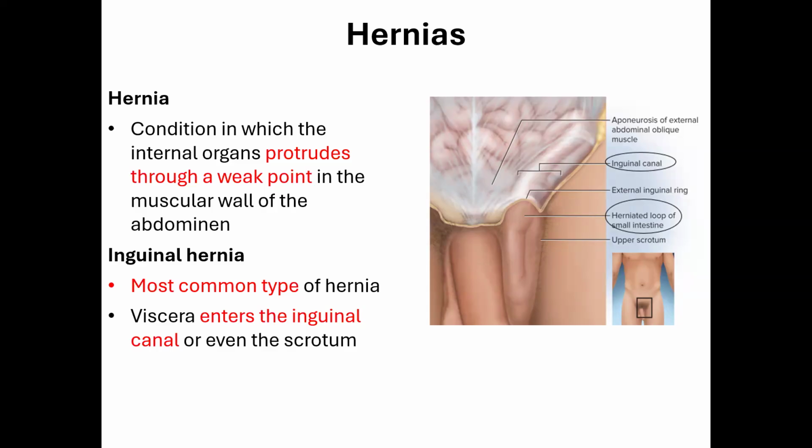So you can have different types of hernia. The most common type is called the inguinal hernia. And if you have an inguinal hernia, the viscera can enter into the inguinal canal, which is a canal in the genital area, and in males it can even enter into the scrotum. And this is called herniation, which means movement of the internal organs or the viscera into another space.